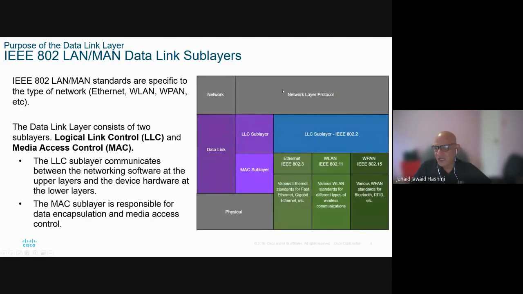All right, so this is the IEEE 802 standards for local area network, and MAN is metropolitan area network. Well, this term is not used as commonly as local area network. So IEEE, which is an organization, comes up with the standard. It's responsible to standardize the data link layer, or data link sublayers.